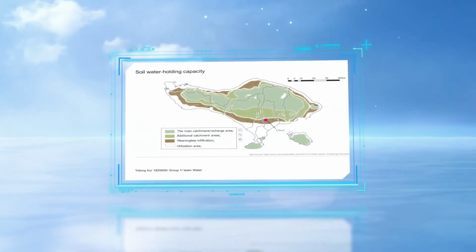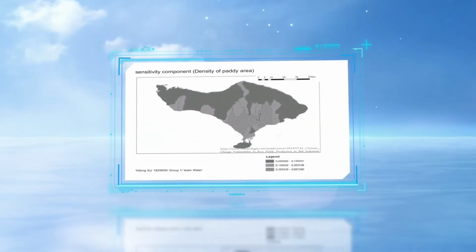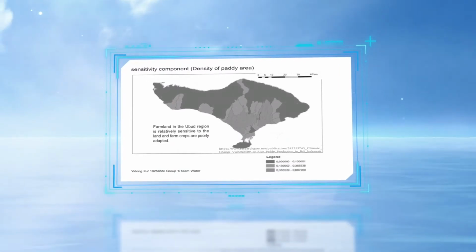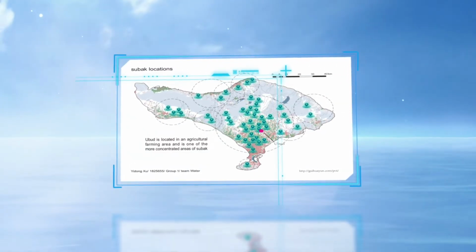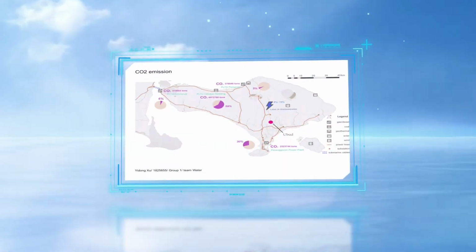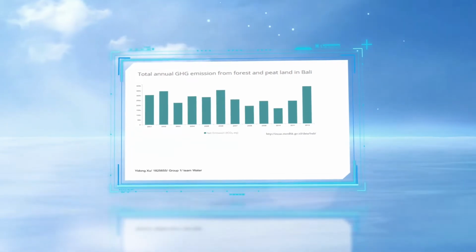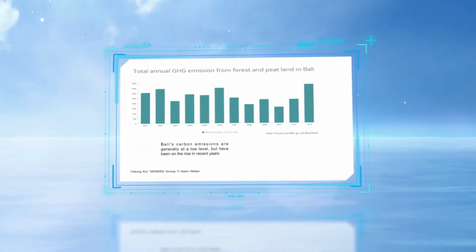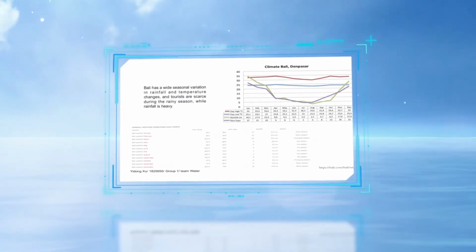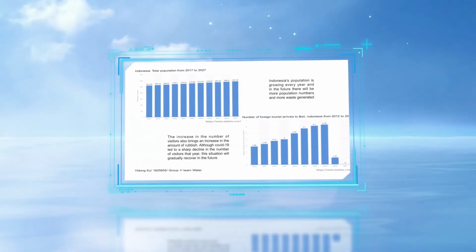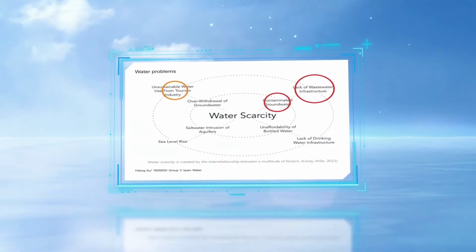Ubud is located in an area where the river is polluted. Ubud has a high average daily plastic waste generation and a low waste recycling rate. The soils of the farmland in the Ubud area are difficult to infiltrate, resulting in poor soil absorption and the retention of pollutants in the river. Farmland in the Ubud region is relatively sensitive. Ubud is located in a farming area and is one of the more concentrated areas of Subak.